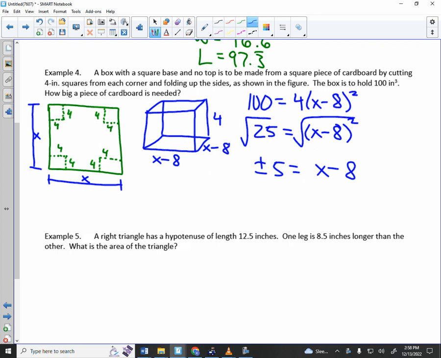And then what do we want to do to both sides? So we get 8 plus or minus 5. What's 8 plus 5? 13. What's 8 minus 5? 3. Do you think one works, both work, neither one works? What do you think?